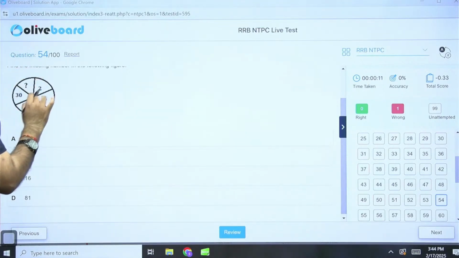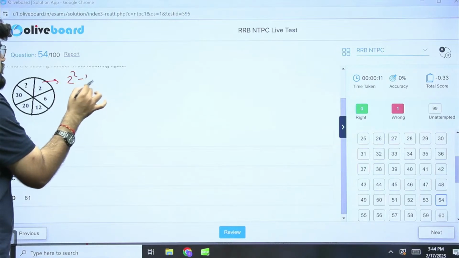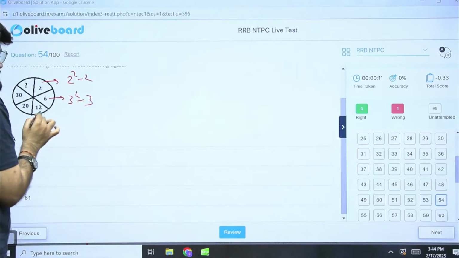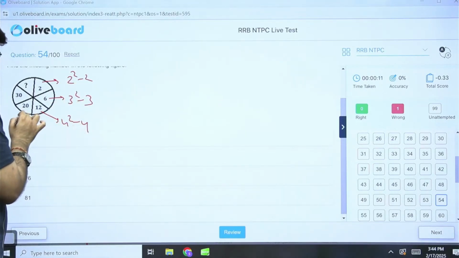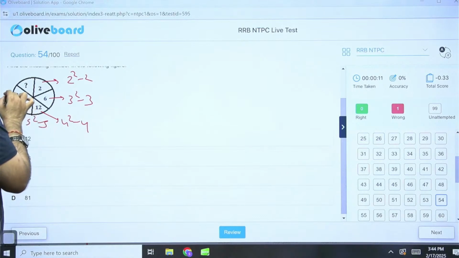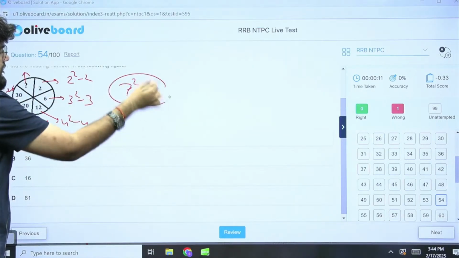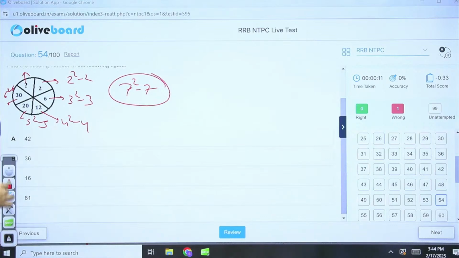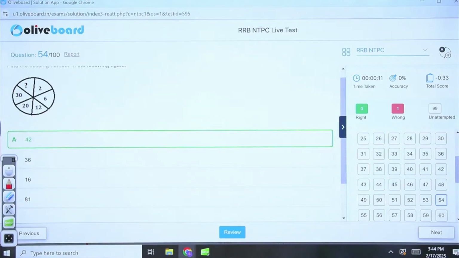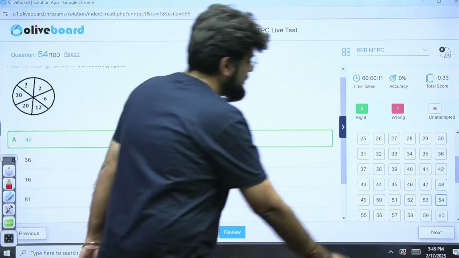But it's a very common logic. This is 2 square minus 2. This is 3 square minus 3. This is 4 square minus 4. 5 square minus 5. This is 6 square minus 6. This one is going to be 7 square minus 7. 49 minus 7 is 42. Option A becomes your right answer. Done. Next.